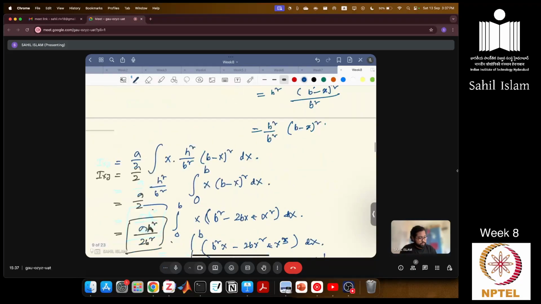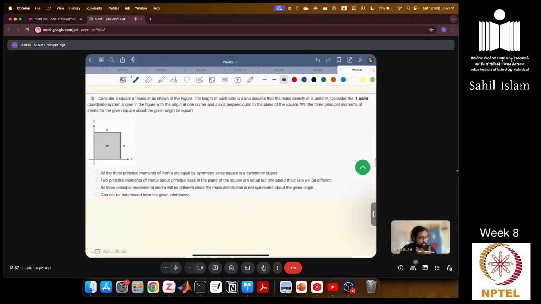Okay, so let's continue. Next question: consider a square of mass m shown in the figure. The length of each side is a. So there is a square, and the length of each side is a, like this. Assume the mass density sigma is uniform. Consider the coordinate system shown in the figure: this is the x-axis and this is the y-axis, with the origin at the corner, and there is a z-axis, let's say like this, perpendicular to the plane.